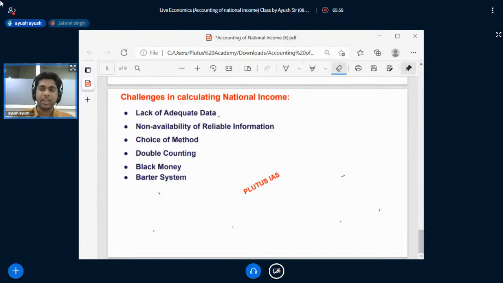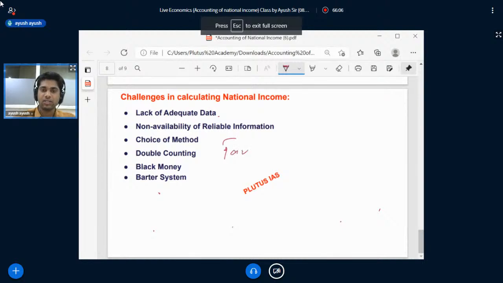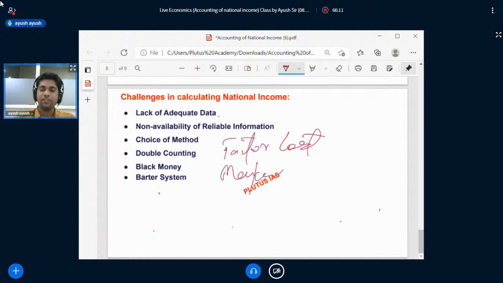So this is about the GDP calculation. Now we are left with a few important topics, like factor cost, market price, and a few keywords regarding accounting of national income. All those things we'll be discussing in our next class, that is tomorrow. Tomorrow also we have the class. So tomorrow we will be discussing these keywords.